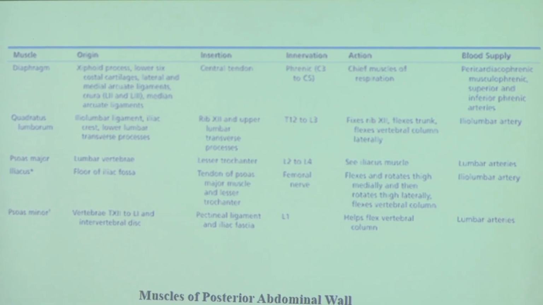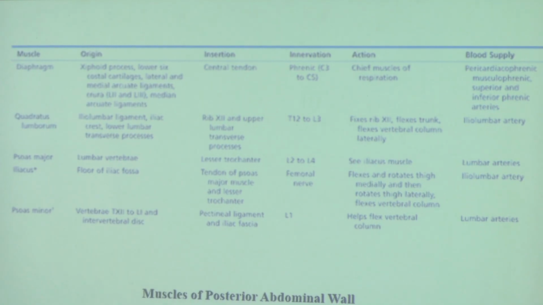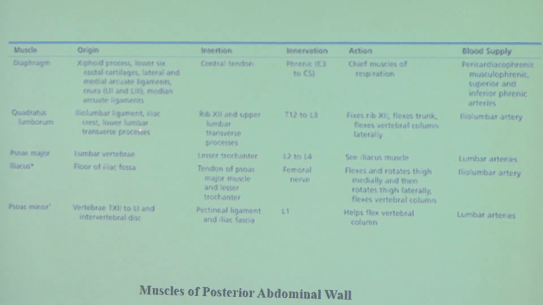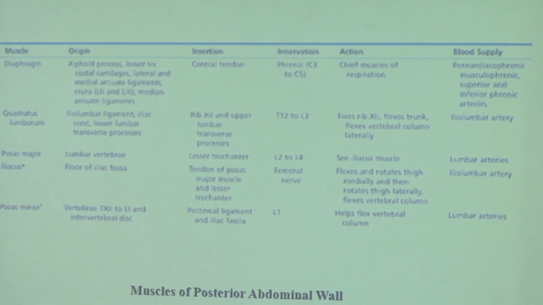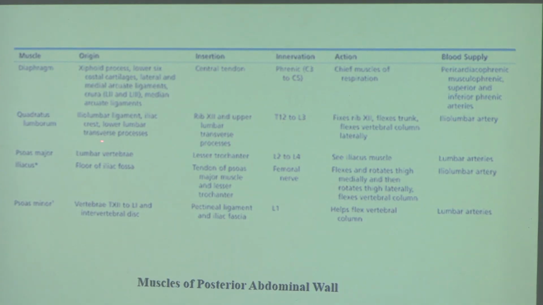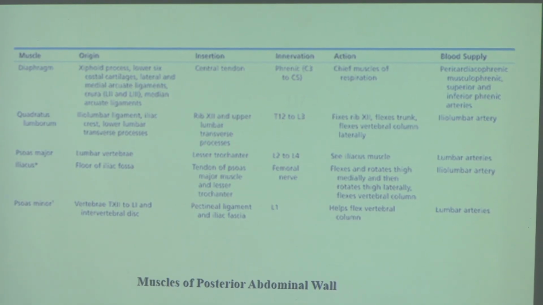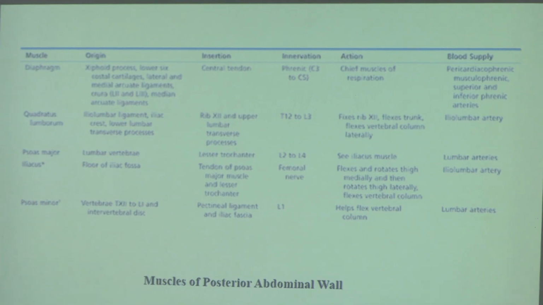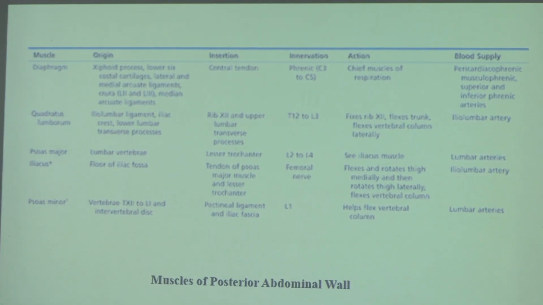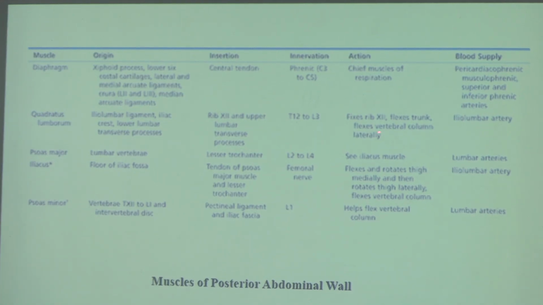So these are the various muscles. Next quadratus lumborum is there. The iliolumbar ligament, iliac crest, and lower lumbar transverse processes are the origin for the quadratus lumborum, and you can see the insertion taking place at the transverse processes. Nerve innervation is T12 to L3 root. Now what are the important functions? It will flex the trunk, flex the vertebral column laterally. So these are the functions of the muscles present in the posterior abdominal wall.